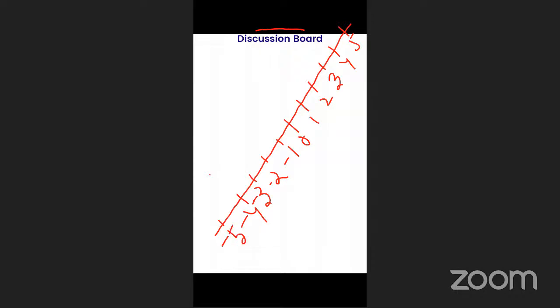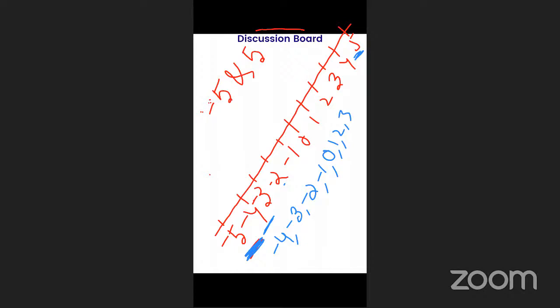Now the question said we have to write all the numbers between minus 5 and plus 5. So minus 5 is here. Let me change the ink. It is the minus 5, it is the plus 5. So between minus 5 and plus 5, which numbers? The numbers are minus 4, minus 3, minus 2, minus 1, 0, plus 1, plus 2, plus 3, plus 4.